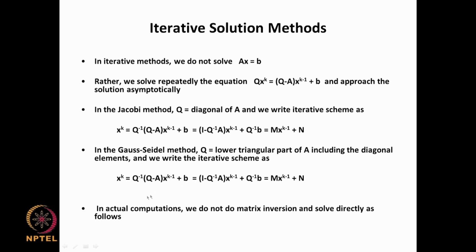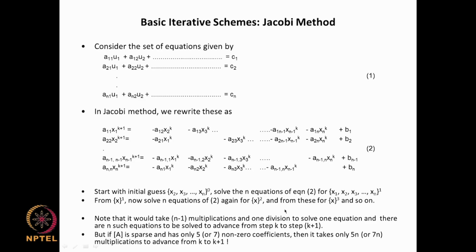We also saw that in actual computations of Ax equal to b using the Jacobi method and Gauss-Seidel method, we do not do matrix inversion, but we rewrite them in this simple way. We reposition them in the simple way so as to get an estimated value of x1 k plus 1, x2 k plus 1, x3 k plus 1 all the way up to x n minus 1 k plus 1 and x n k plus 1 in a sequential way using all the guess values or the last previous iteration values of all the other variables.